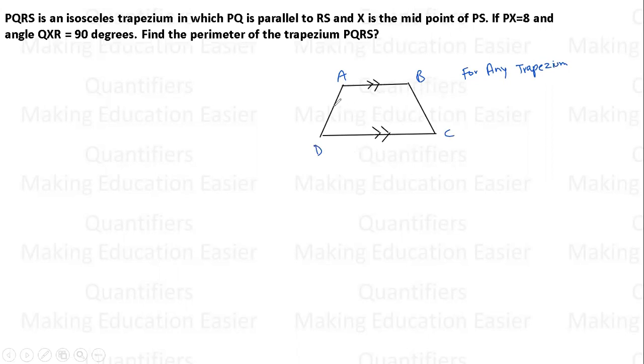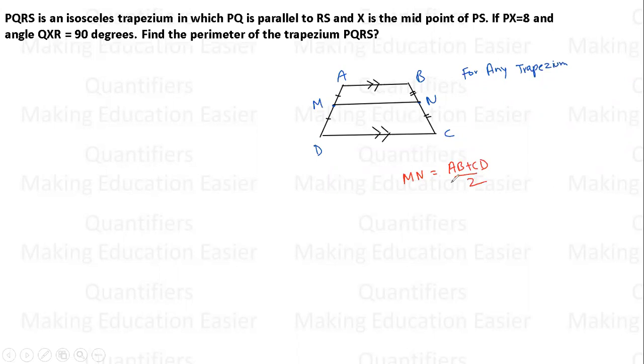And now if you join the midpoints of non-parallel sides. So let's say this point is M and this point is N. And M and N are midpoints of AD and BC. So let's say M is midpoint, so this part and this part will be equal. N is midpoint of BC, so this part and this part will be equal. Now students, if you join these 2 points, the length of this mid segment MN will be the average of AB and CD. So it will be equal to AB plus CD by 2.